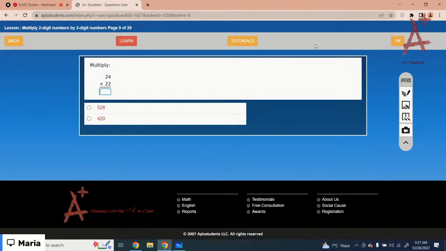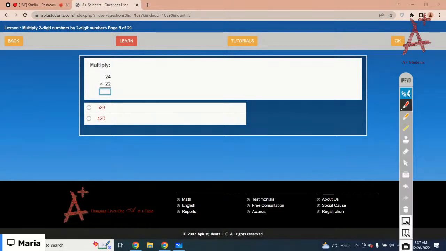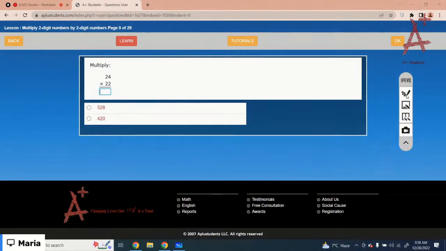Okay, the next one is 24 times 22. So let's just do 24 times 22. 2 times 4 is 8 and 2 times 2 is 4. 2 times 4 is 8 and 2 times 2 is 4. Just add up all the numbers: 8, 8 and 4 is 12, carry 1, 4 and 1 is 5. So it would be 528. Got it? So just select the correct option and click on the OK button.